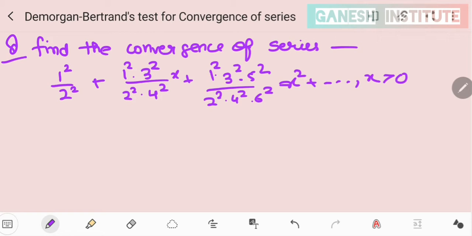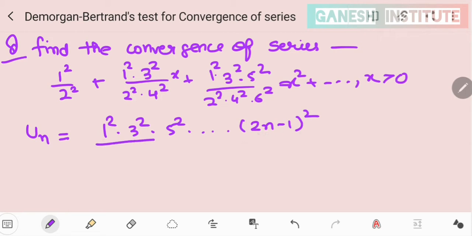So far you have already known that the first thing is to write down the general term, which is here. If you see there's 1, 3, 5 and all, that means 1 square, 3 square, 5 square. So the general term will be 2n minus 1 whole square, right? Because it is a summation of odd terms. And in the denominator you have 2 square, 4 square, 6 square, that means square of multiples of 2, right?